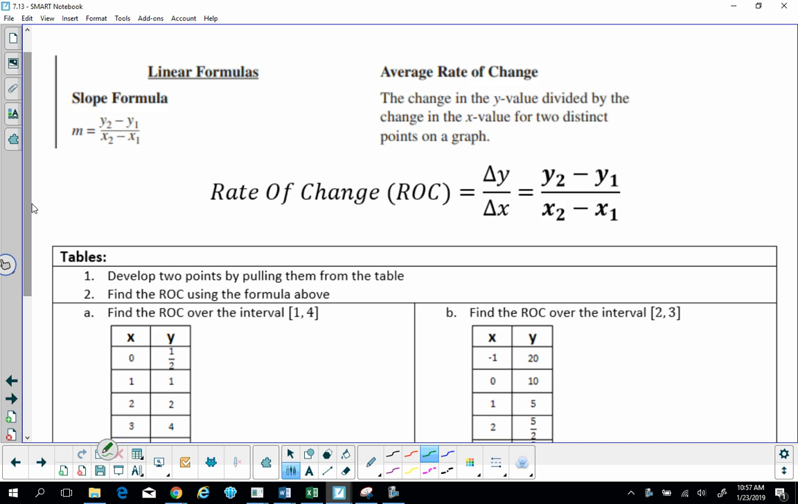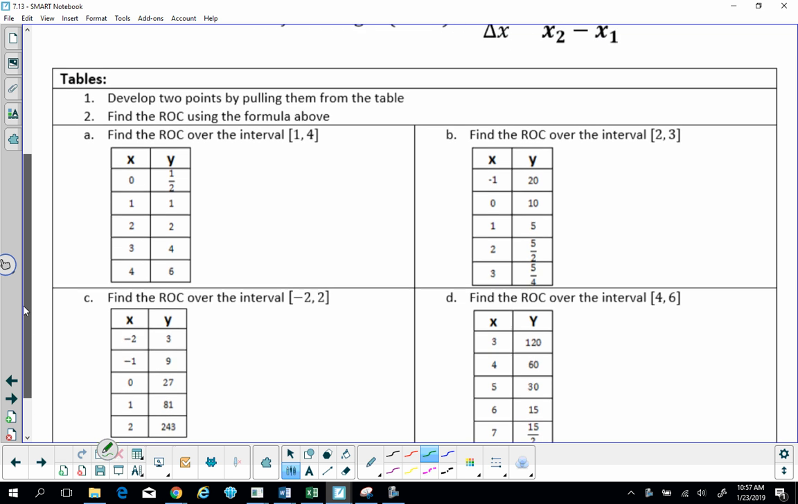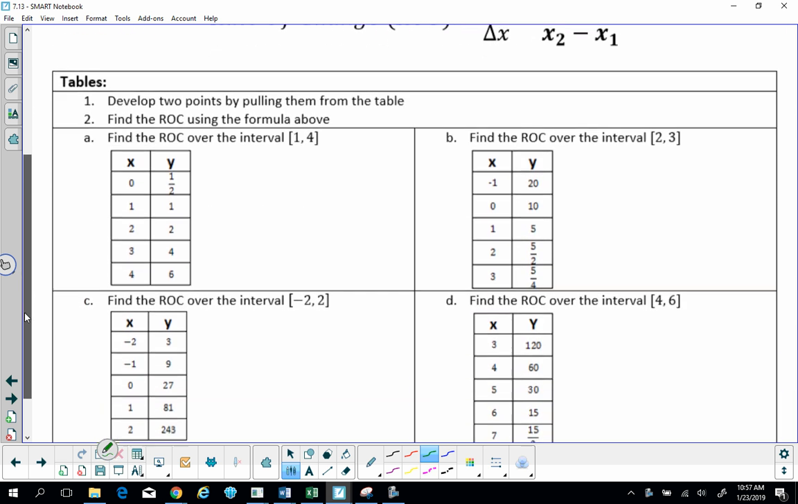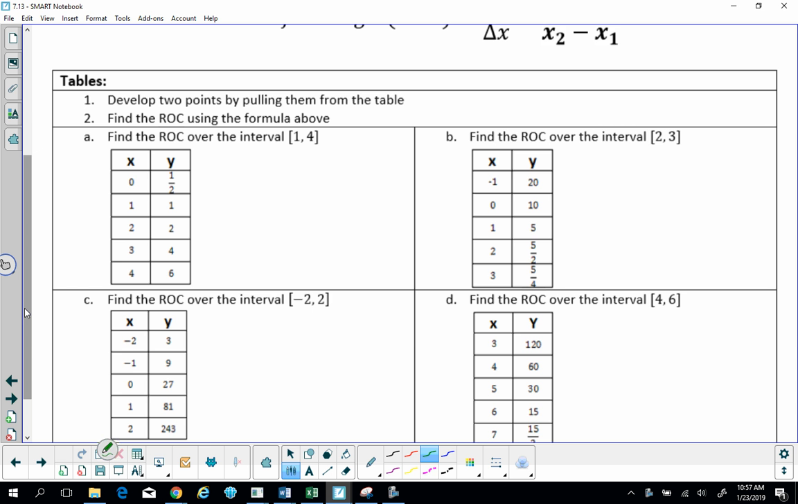Slope, right? And so even though it tells you exactly what to do, even if you get caught up, on every test you always get that formula sheet. So what we're going to do is we're first going to find it from a table.